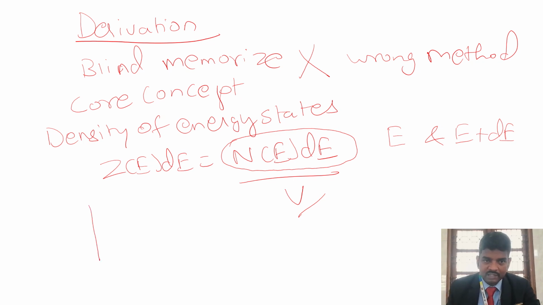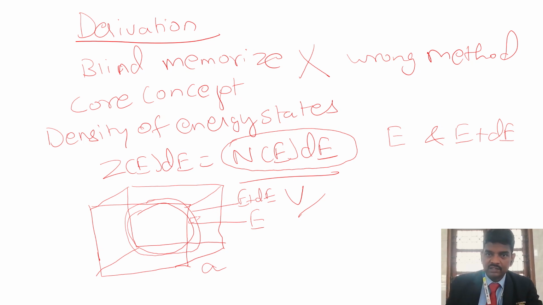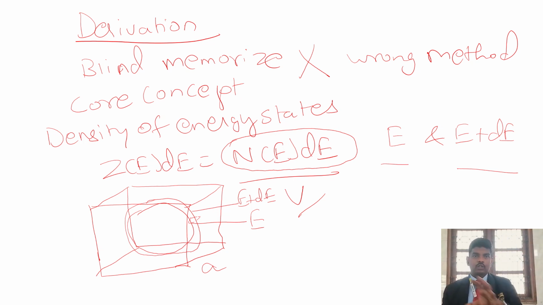For that, we consider the material. We make an assumption that the material is a cubic material. The metal piece, whatever we consider, is a cubic metal piece with a side length a. And in this, we construct an imaginary sphere. The sphere represents the energy level E. And I consider another sphere, which is E plus dE. So the number of energy levels between these two spheres will give the number of energy levels between E and E plus dE. That's it. This is the core idea.